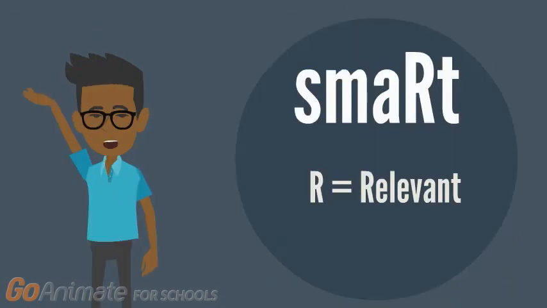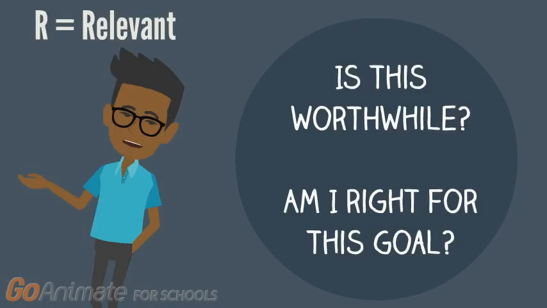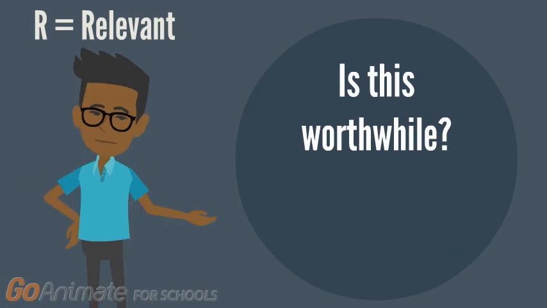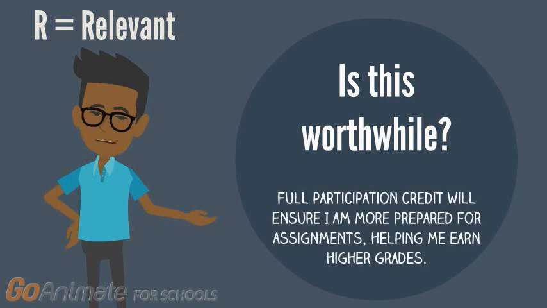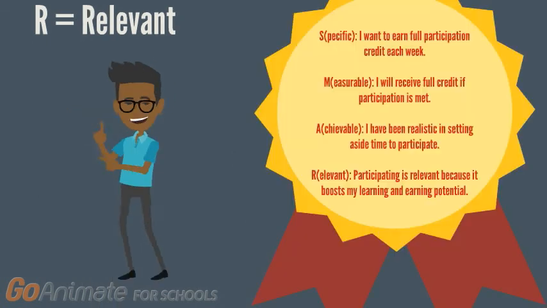Another requirement for a goal to be a SMART goal is that it must be relevant. A good goal is one that matters to you and is meaningful to you. When thinking about the relevance of a goal, ask yourself, is this worthwhile? And am I right for this goal? Given our goal to earn full participation credit, an answer such as, full participation credit will ensure I am more prepared for assignments, helping me earn higher grades would help you know that your goal is relevant. A SMART goal needs to be relevant. It should be relevant to you personally, professionally, or academically. Be sure you can explain how your goal is relevant to you as a student.